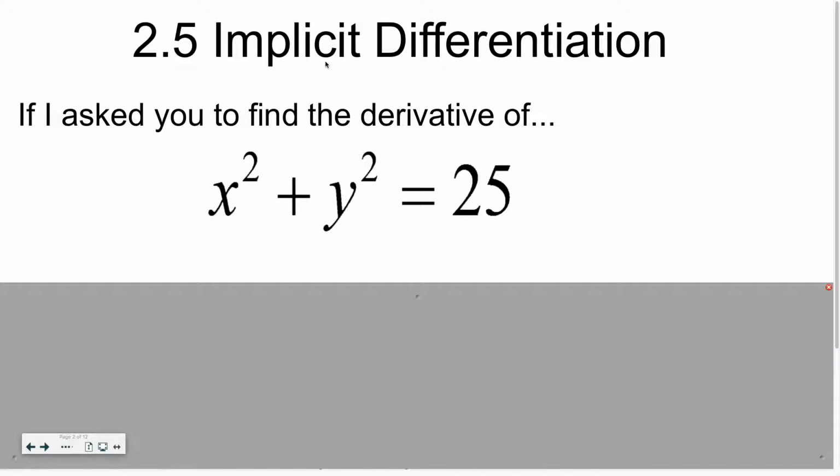Today we're going to talk about something called implicit differentiation. What if I asked you to take the derivative of this guy right here? I would probably put it into y = mx + b, and then do... So you would solve for y. Yes. You would solve for y and take the derivative from there.